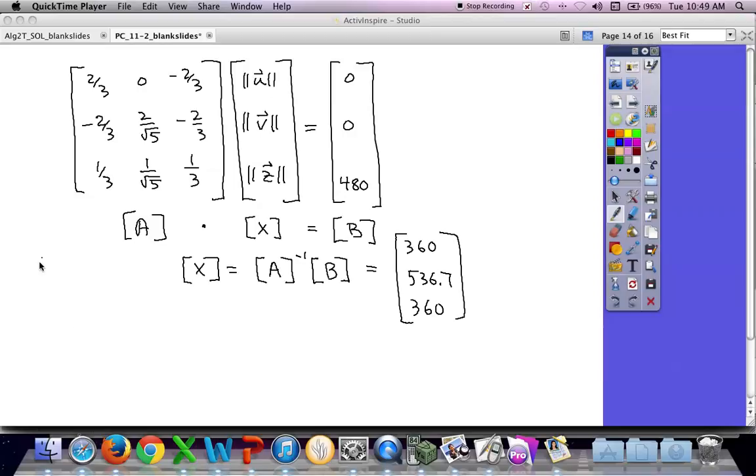Remember how we solved this in the calculator? Right. This is the matrix equation, A times x equals b. In order to solve for the variable matrix x, you multiply A inverse on both sides. A inverse times A cancels out. That's the identity matrix. Right? So you get x equals A inverse times b.